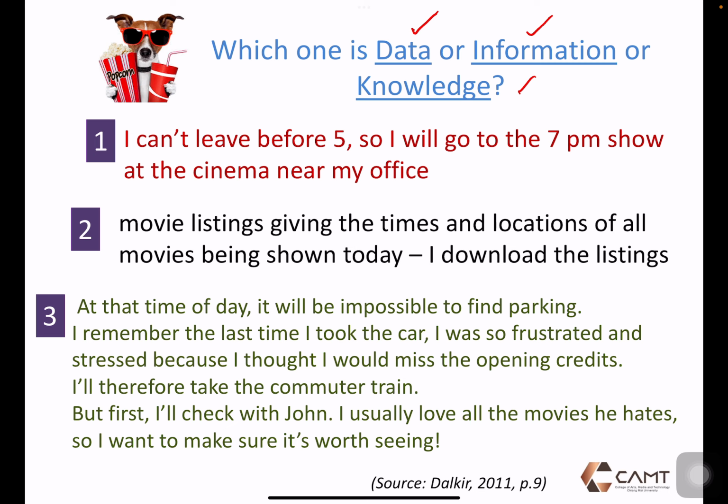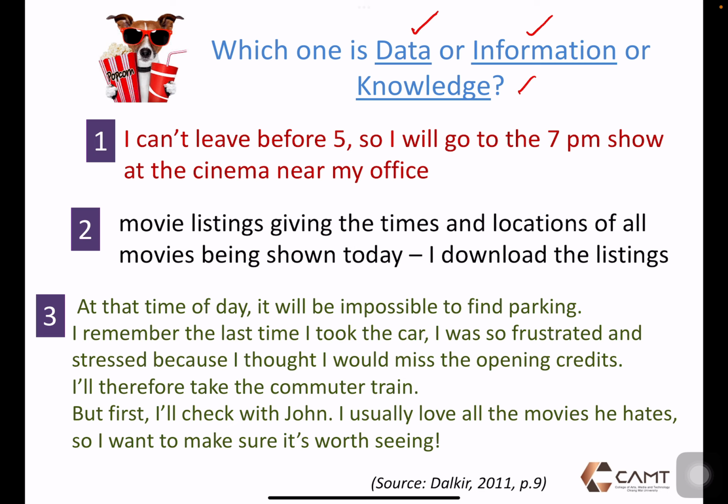I will therefore take a commuter train, but first I will check with John. I usually love all the movies he hates, that different movie, right? So I want to make sure it's worth seeing.